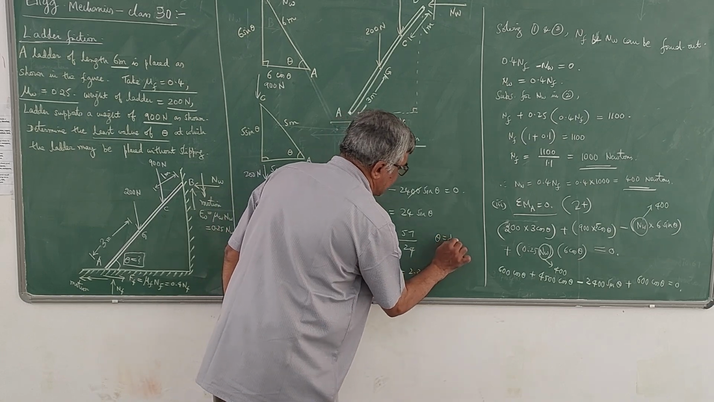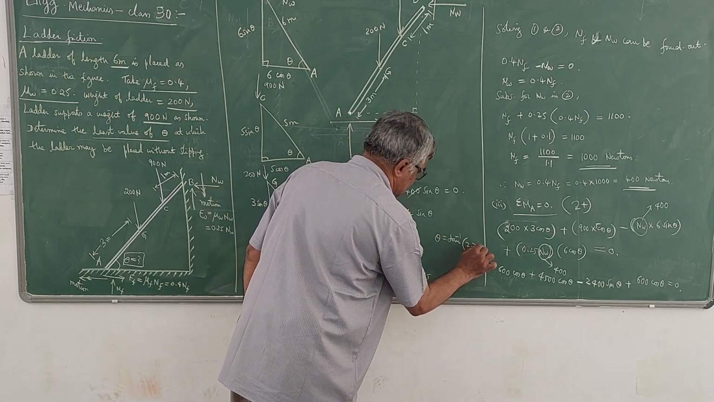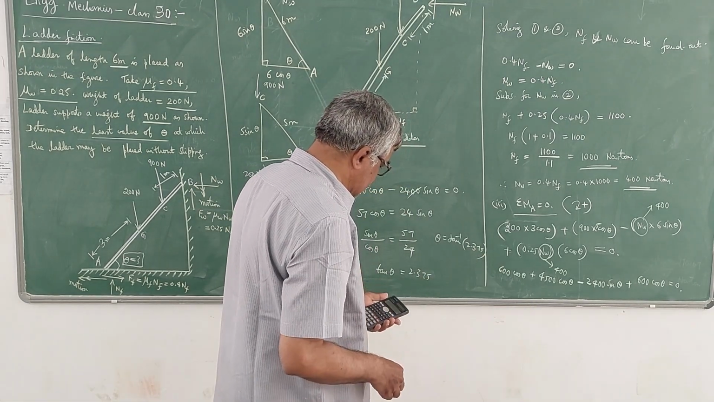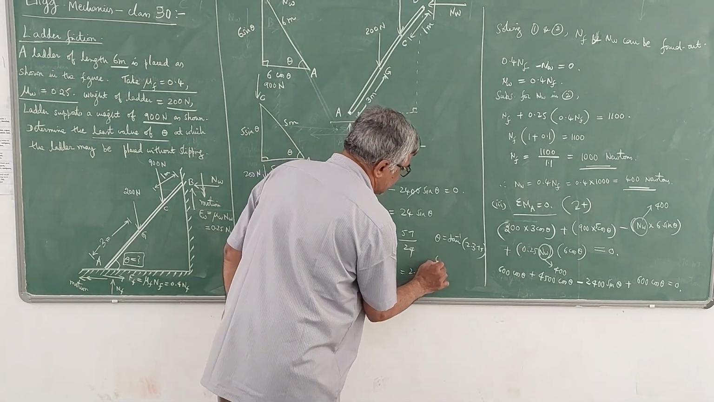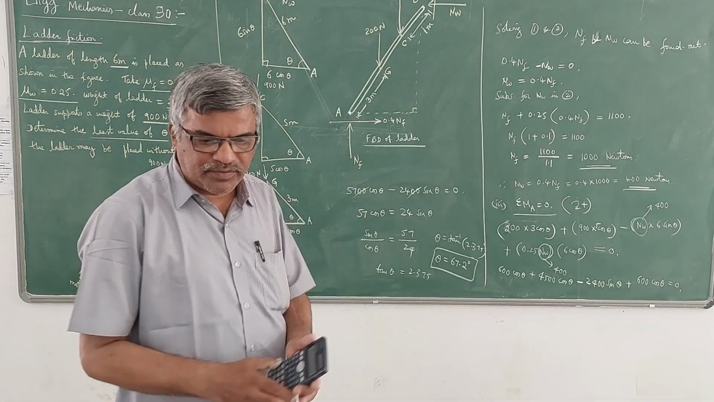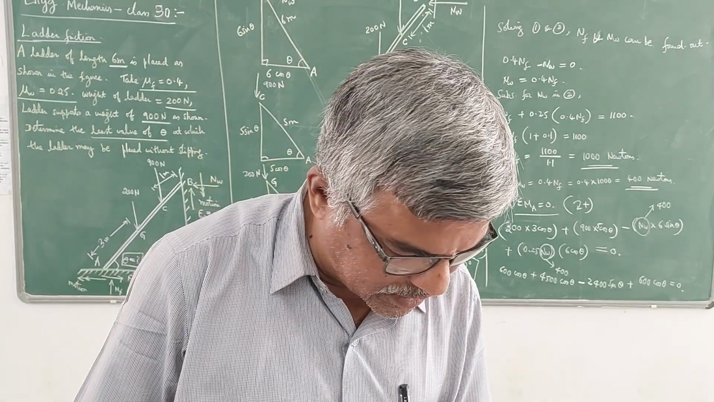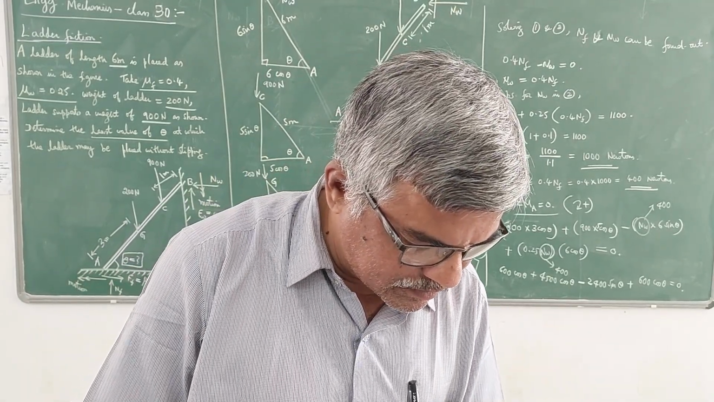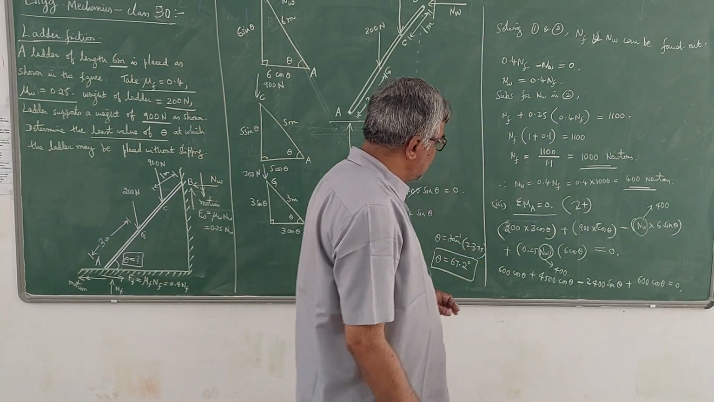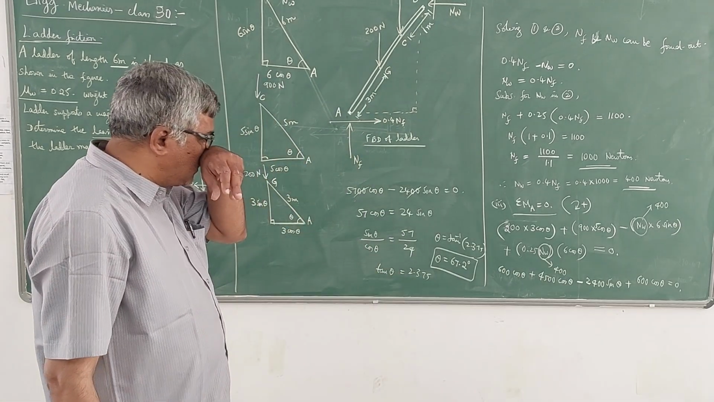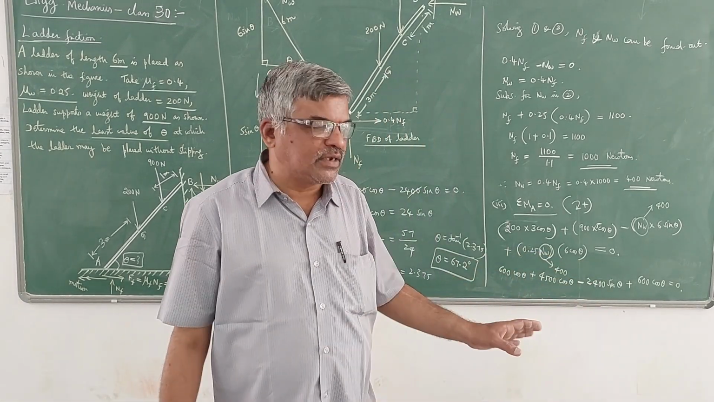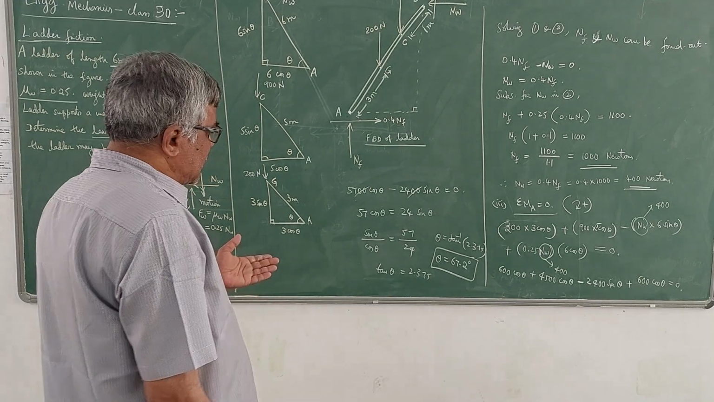Therefore theta is equal to tan inverse of 2.375, which is 67.2 degrees. So the value of theta you are going to get is 67.2 degrees. This is how we have to solve the problem. By taking the third equation, you will get a trigonometric equation in terms of sin theta and cos theta that can be converted to tan theta, so theta can be found.